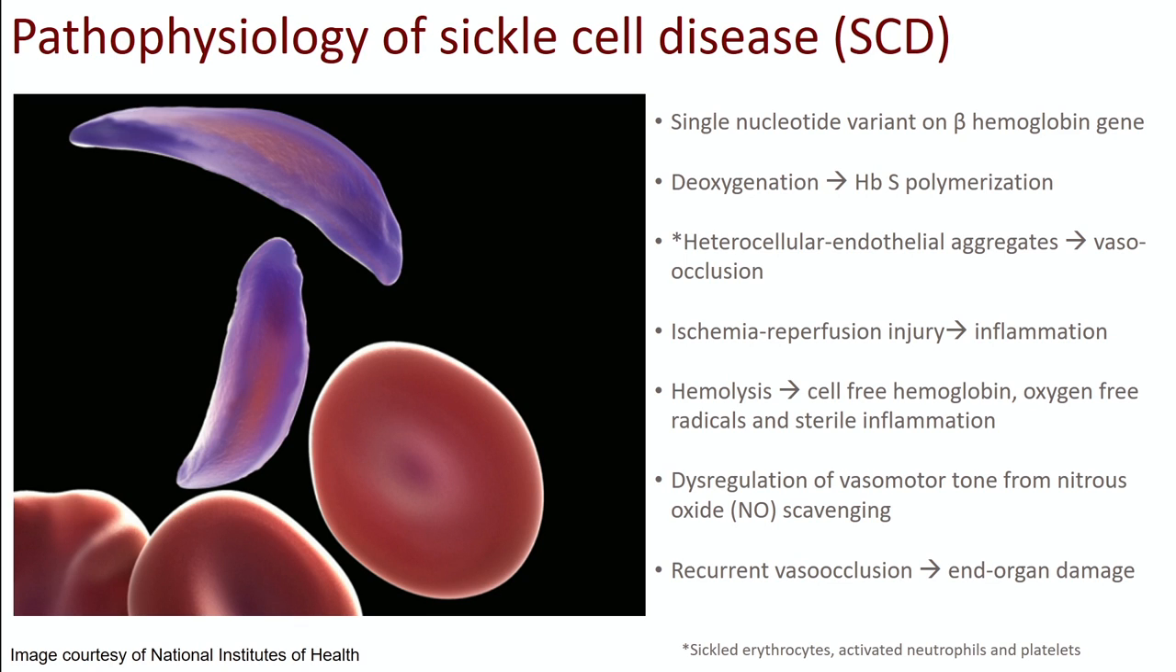Hemolysis and the release of free hemoglobin also cause nitric oxide scavenging, vasospasm, and ongoing inflammation. There is dysregulation in the vasomotor tone, and all of these combine to cause recurrent painful episodes in people with sickle cell disease. That is the hallmark of the disease. And over time, due to repeated episodes of hypoxia reperfusion, it leads to end organ damage.